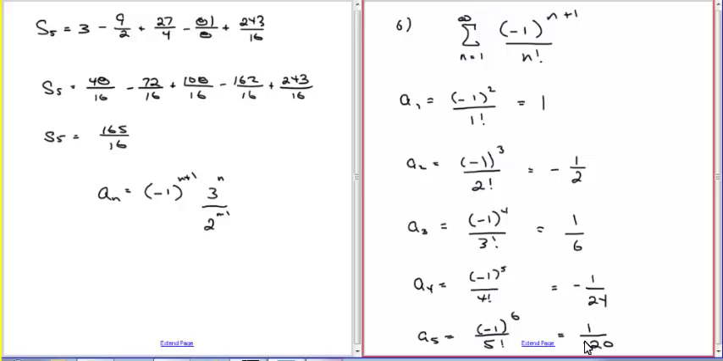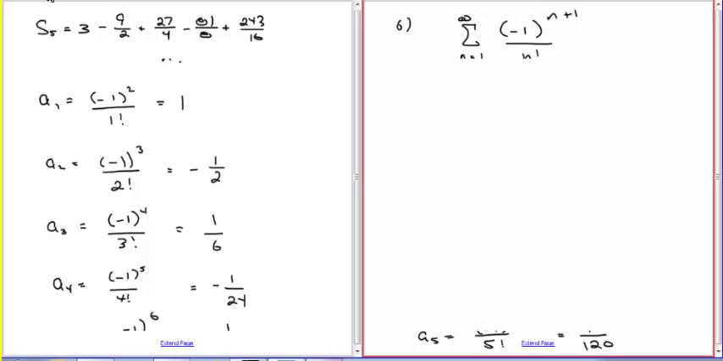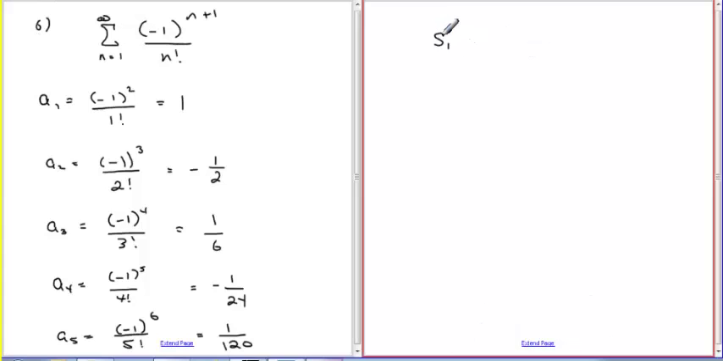So 2 factorial is 2 times 1, 3 times 2 times 1, 4 times 3 times 2 times 1, 5 times 4 times 3 times 2 times 1. So that's how we get the factorial parts. So the partial sum, S1, is going to be that. Then we get 1 minus 1/2, which is 1/2.